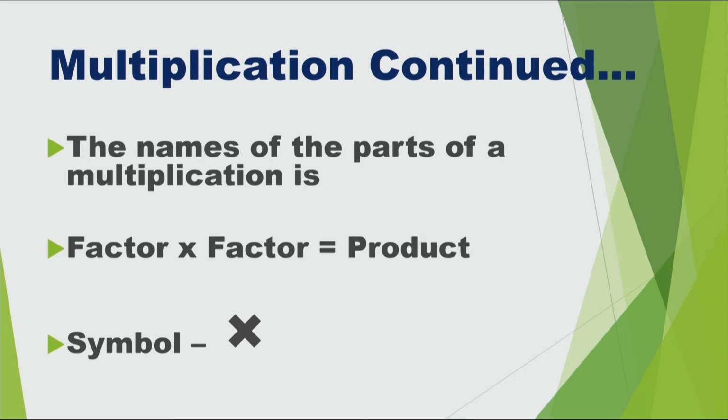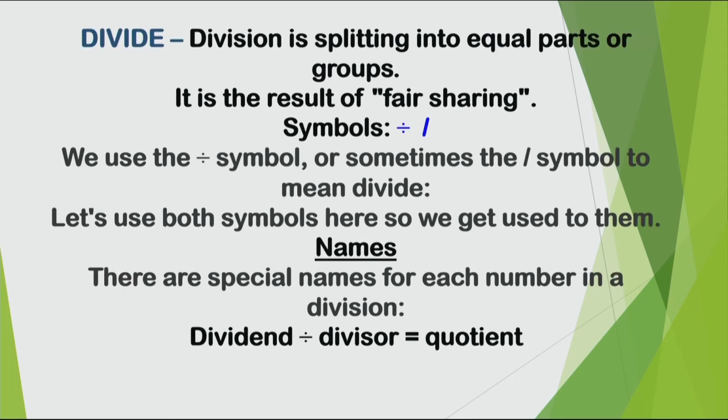Now, the next operation sign is division. Division is splitting into equal parts or groups. It is the result of fair sharing. The symbols are the ones that you see on the screen, and we use this symbol or sometimes this other one to mean division, because some people use different symbols. So let us use both symbols here so we can get used to them.